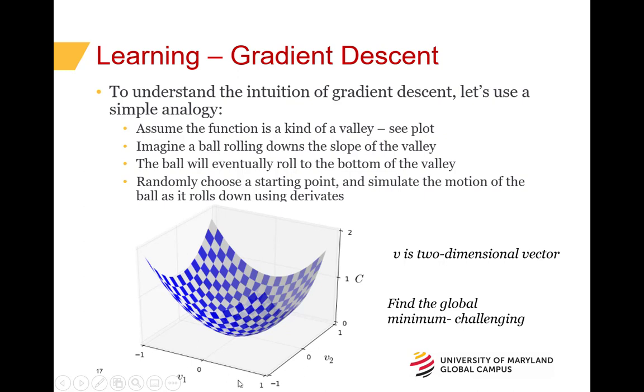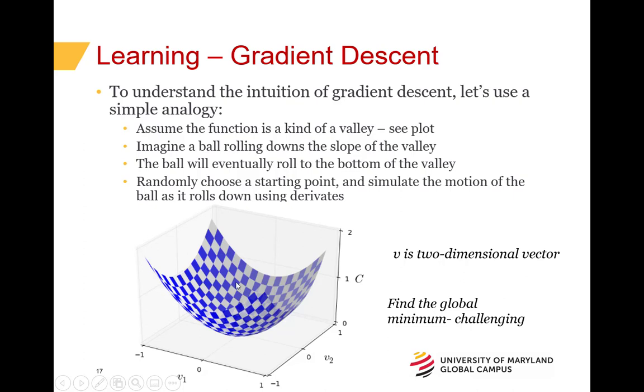The first dimensions are the variables. That's a vector v, so the vector has two components, or two dimensions, v1 and v2. So as a function of the two, the third dimension is the cost, or the loss function, right? So v is a two-dimensional vector, and the goal is to find the global optimum on this surface, okay?